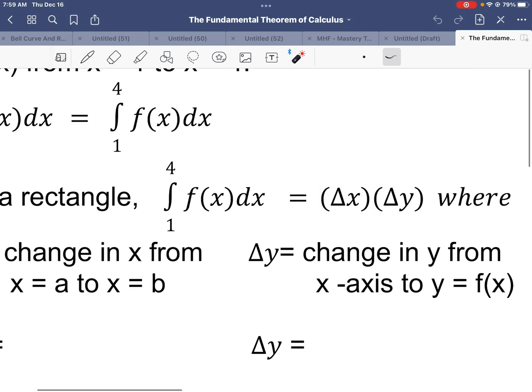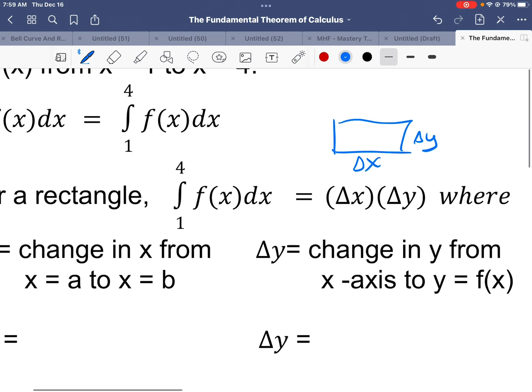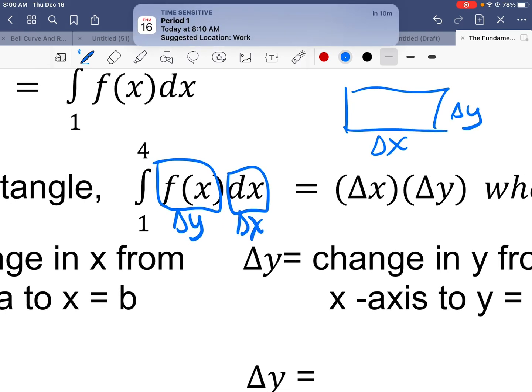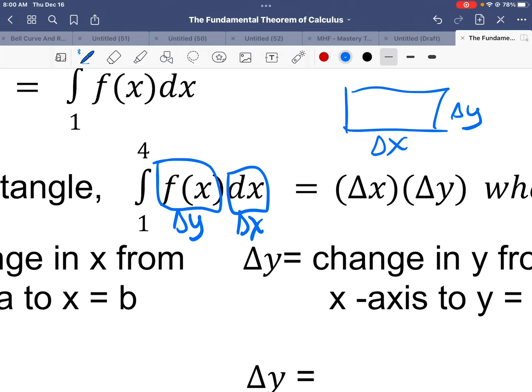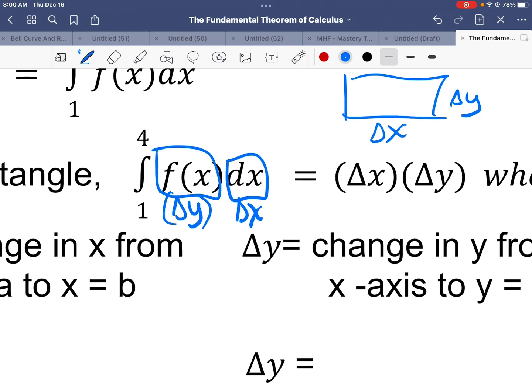So if we think about this, delta x goes side to side, delta y goes up and down. Okay, so in this case, you know that f at x is the y value. That's delta y. dx is short for delta x. Okay, dx is the width of each rectangle that you use. It has a more precise meaning based on the limit a little bit later on, but for now, as long as we think of it as delta x and delta y, we're in good shape.